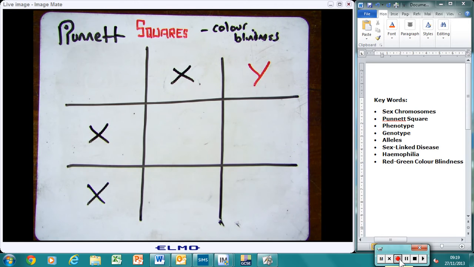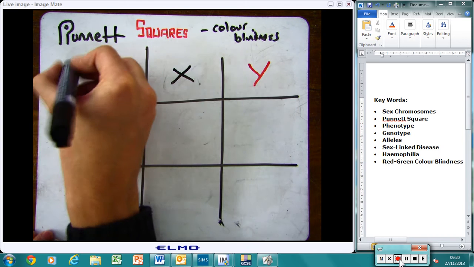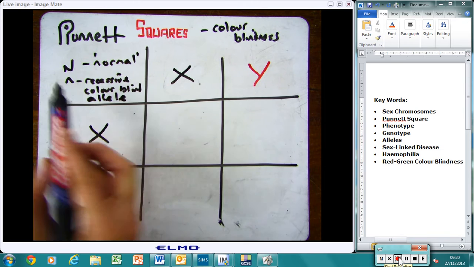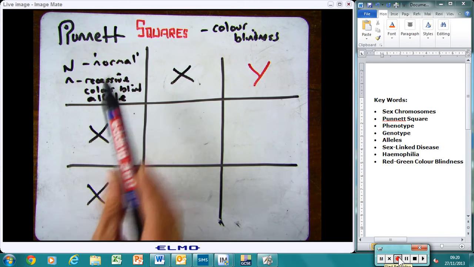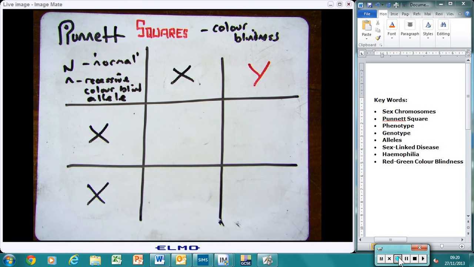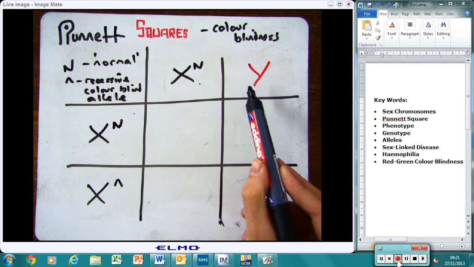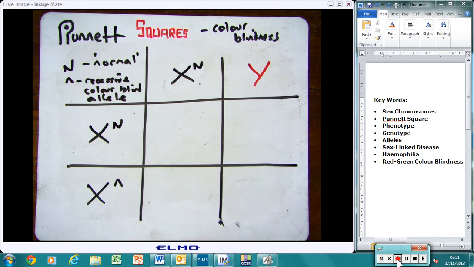Now these Punnett squares are slightly different to the way you normally draw them. Because it's on the sex chromosome, you need to actually put in the chromosome as well as the allele. So in this case I'm going to use a capital N and a small n. So for the sake of this, the small n is the recessive colourblind allele, and capital N is if they're normal, so they're not colourblind. So if the female was a carrier of colour blindness, so had the normal and the recessive allele, and then the father was perfectly normal, no colour blindness, you'd have this possible combination.